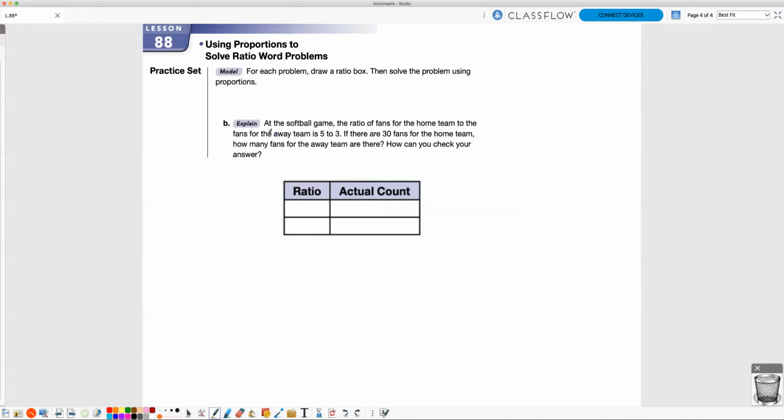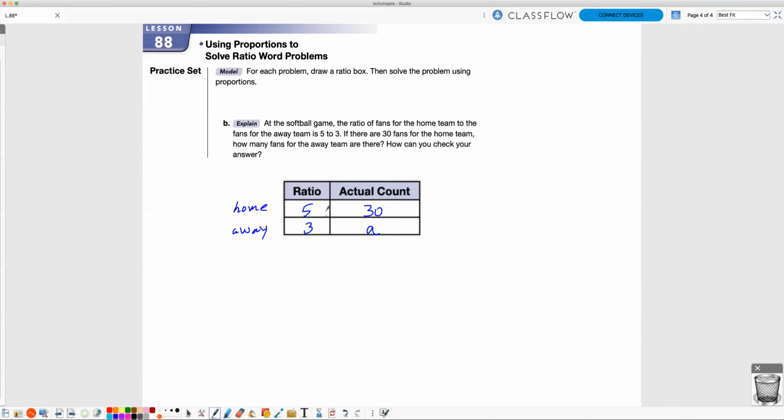Let's try this one, letter B. At the softball game, the ratio of fans for the home team to the fans for the away team is 5 to 3. If there are 30 fans for the home team, how many fans for the away team are there? How can you check your answer? So for this, we have the fans for the home team to the fans for the away team. So I'm going to put home, and I'm going to label this away. And I have to have it in that order from 5 to 3. And there are 30 fans for the home team, so the actual count is 30 here. And we need to find out how many fans there were for the away team. So I'm going to use A for away.